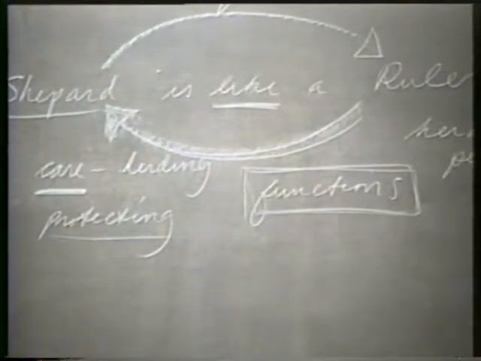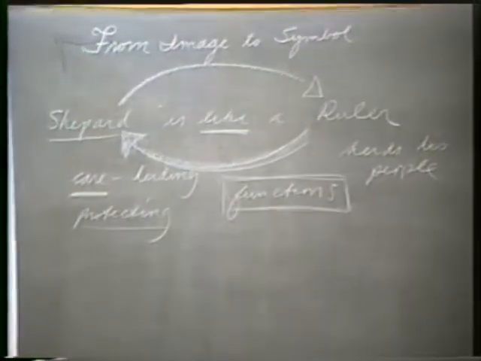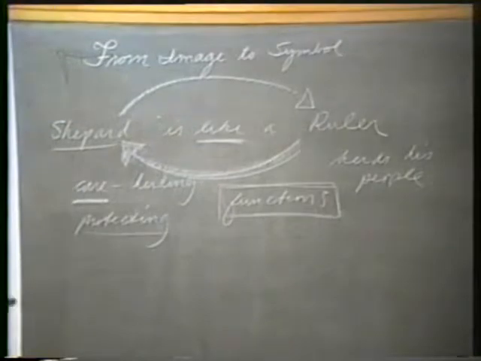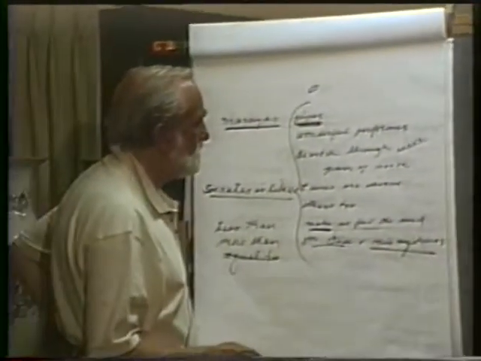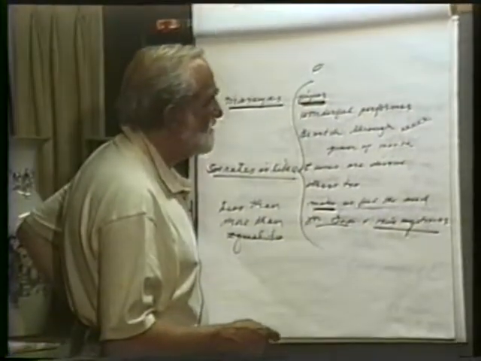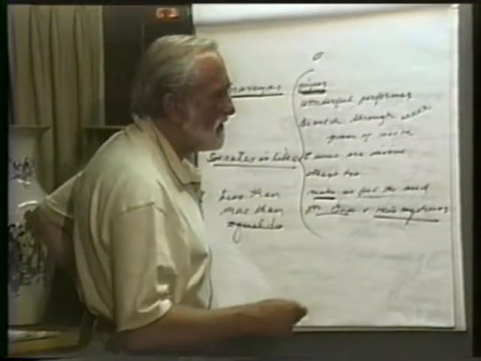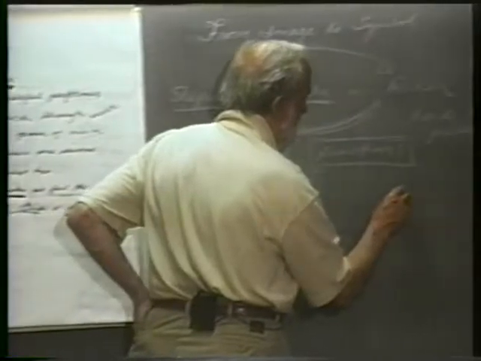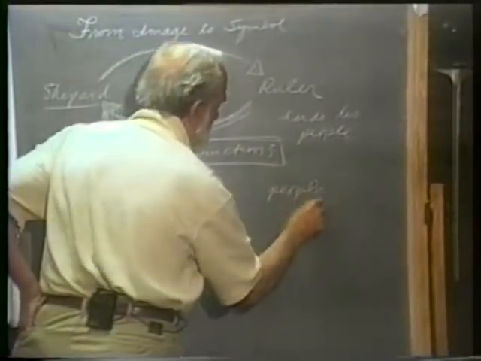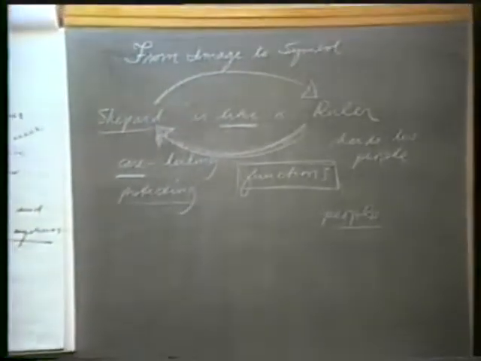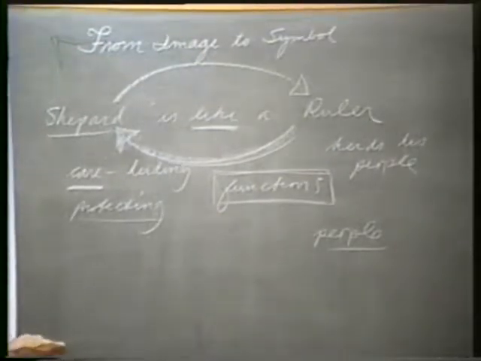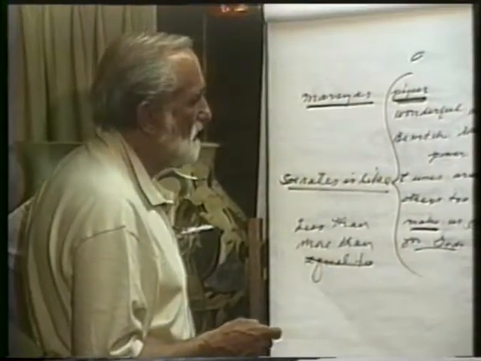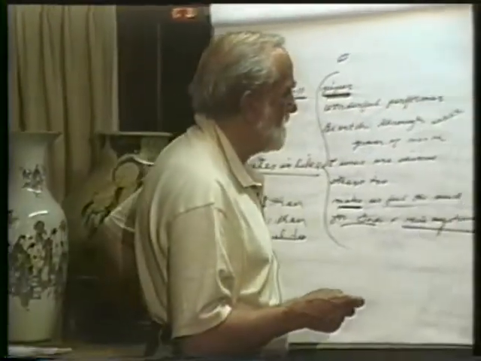Now, if the ruler functions like a shepherd, because he too cares and protects his people, and he tries to protect the lambs, does the shepherd function like a ruler, and therefore he has to take care of all of the people? Yes, in one way. All right. But ruling in some sense requires some kind of relationship with people, and if the ruler is functioning like a shepherd, or the shepherd is functioning like a ruler, we have all kinds of curious problems emerging. Let's try one.